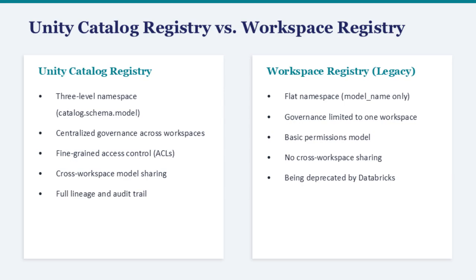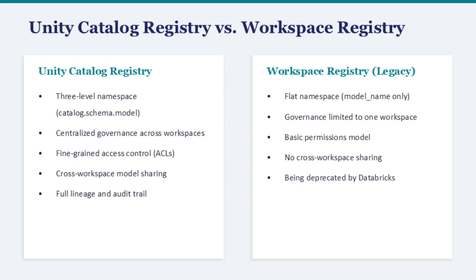So now let's talk about Unity Catalog registry versus workspace registry. The exam asks you to compare Unity Catalog registry with the workspace registry. We'll first talk about the Unity Catalog registry. The Unity Catalog registry uses a three-level namespace, catalog.schema.model_name. It provides centralized governance across all workspaces, fine-grained access control with ACLs, cross-workspace model sharing, and full lineage and audit trail.